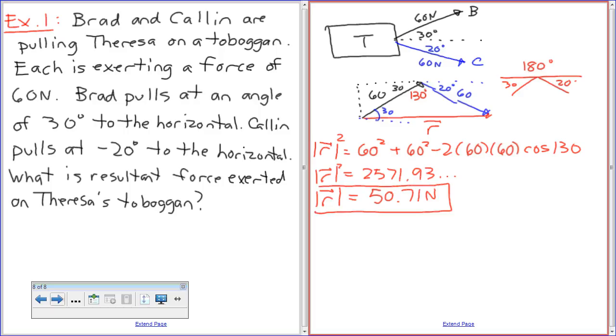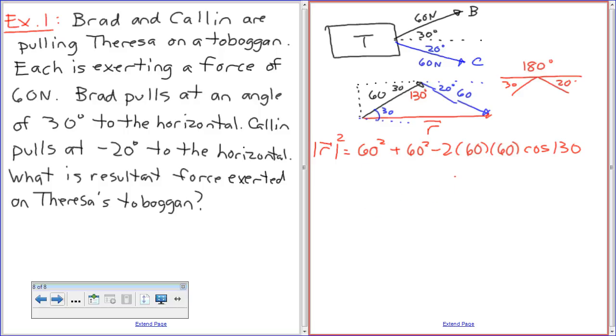Is that right? It should be a lot bigger than that. 108.75 makes more sense. 108.75? Yeah. 108.76. 108.